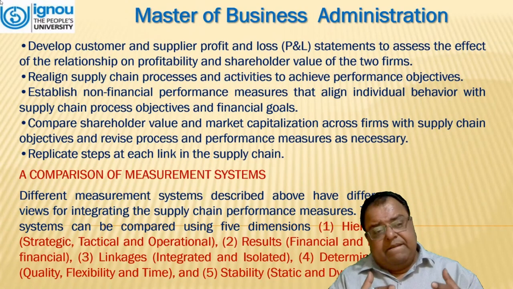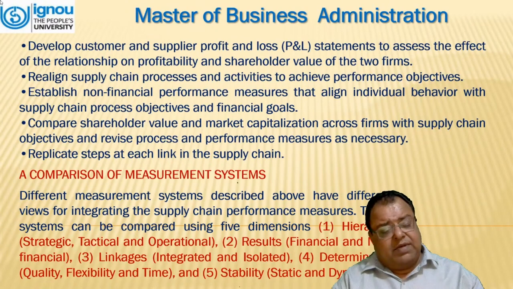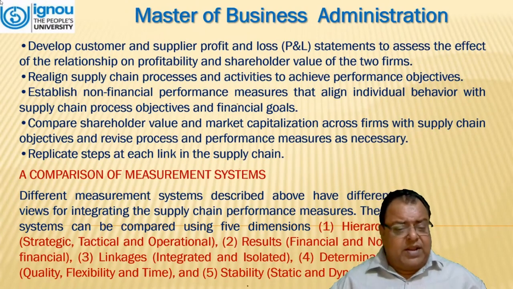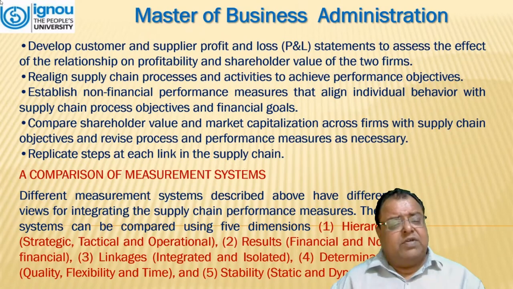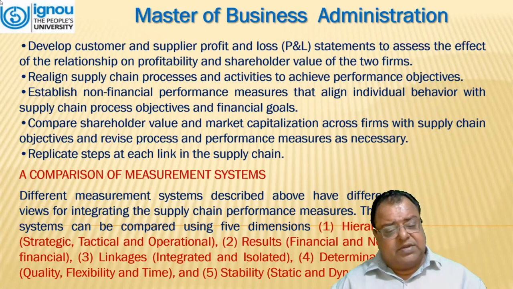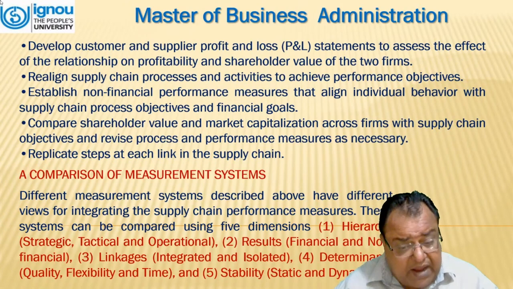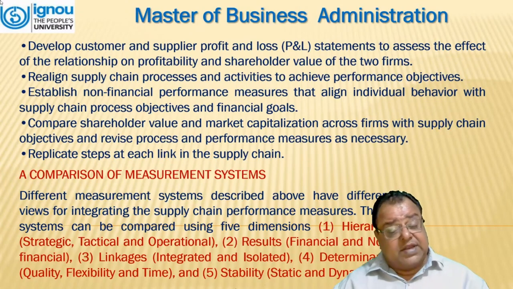Now, we have studied different types of measurement systems. Now, what is the comparison between them? Different measurement systems have different views of generating supply chain performance measures. The systems have been compared using five dimensions: hierarchy, results, linkages, determinants, that is quality, flexibility, time, and stability, whether it is dynamic or static.